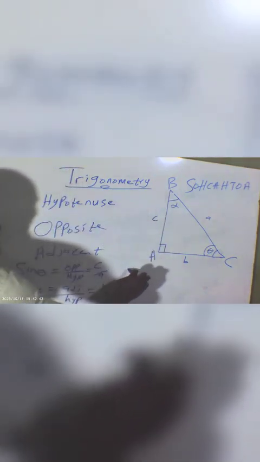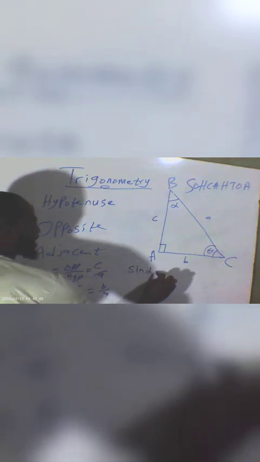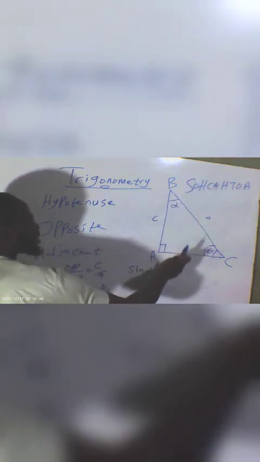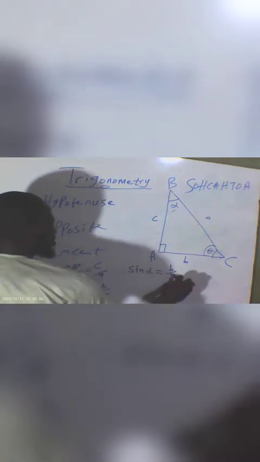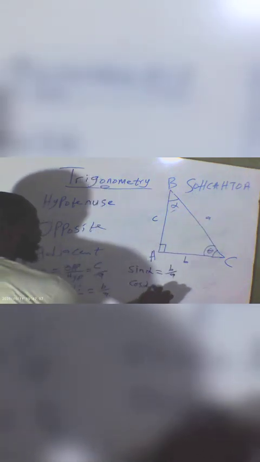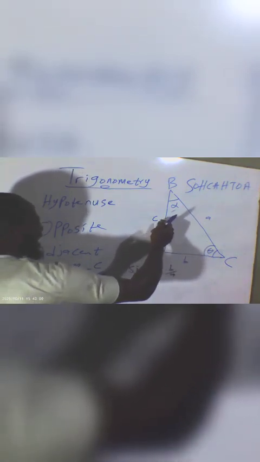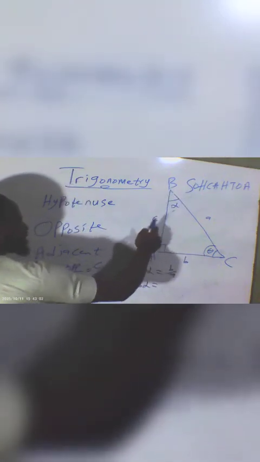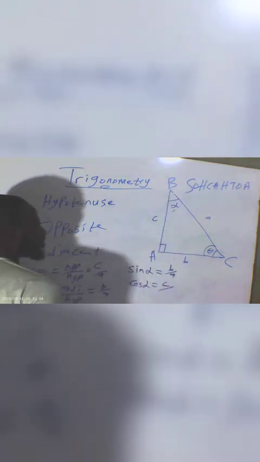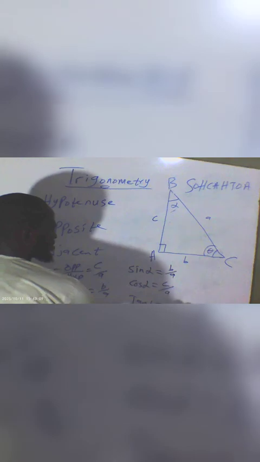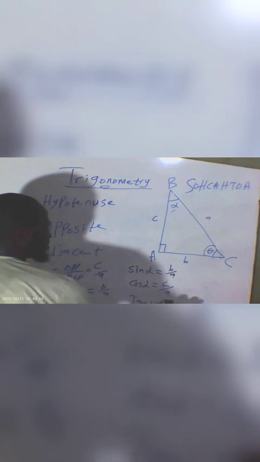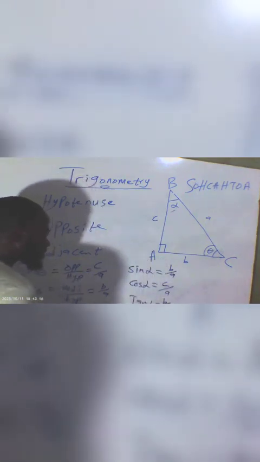If it is alpha we want to use, sin alpha is equal to opposite over hypotenuse. The opposite of alpha, the line facing alpha, is B, so B over hypotenuse. Cos alpha is the adjacent, the third line beside alpha, which is C over hypotenuse. Then tan alpha is the opposite, the line facing alpha, over adjacent, B over C.